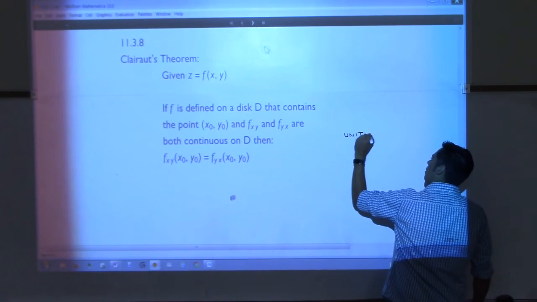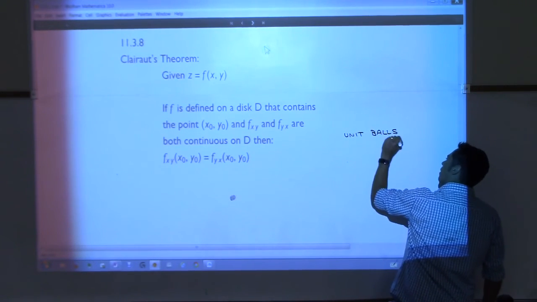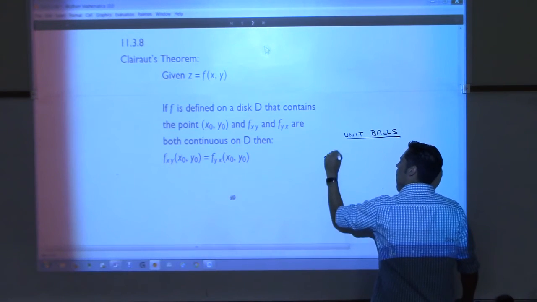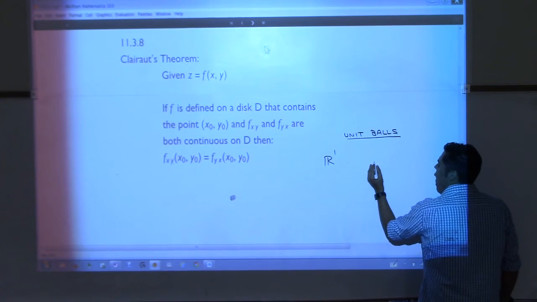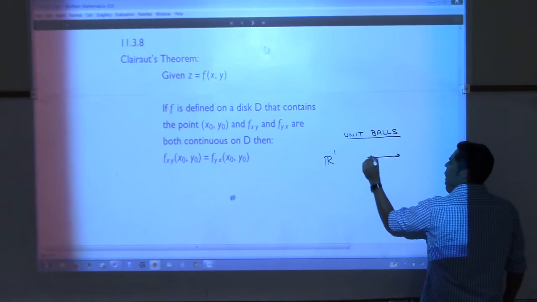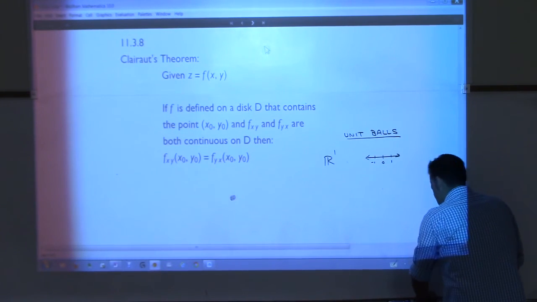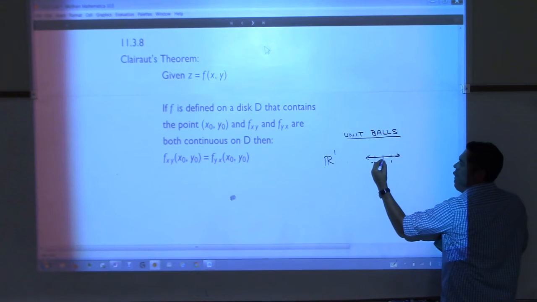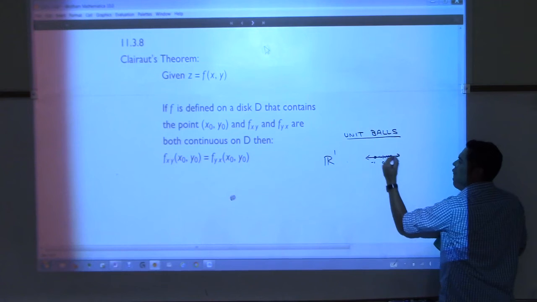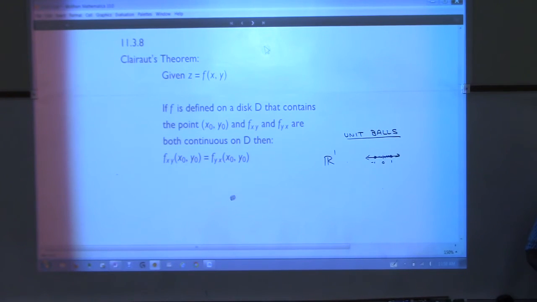I may as well explain it. Unit balls. Okay. In R1, the unit ball looks like this. R1 is a number line. Here's 0. Here's -1. Here's 1. It's all the points that have a distance of less than or equal to 1 from the origin. So a unit ball on the number line is that little closed interval between -1 and 1. That's a unit ball in one-dimensional space.